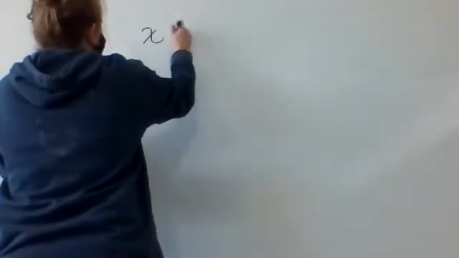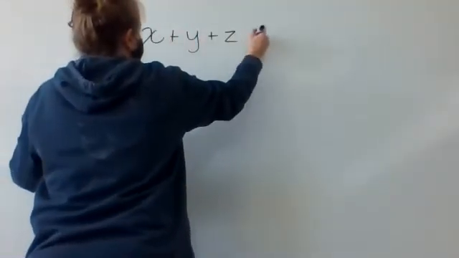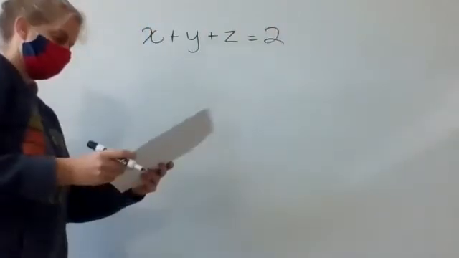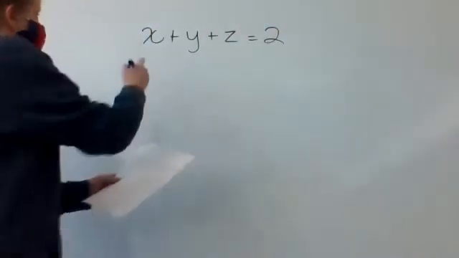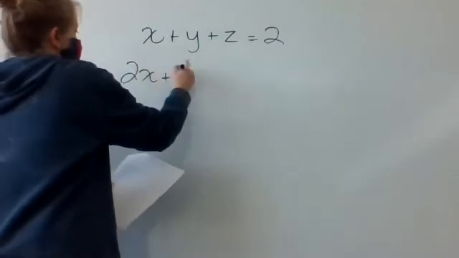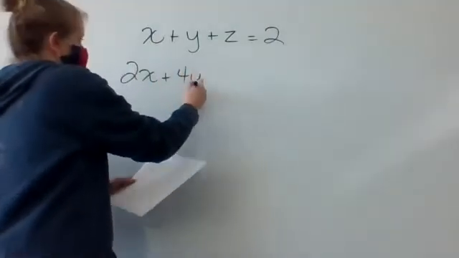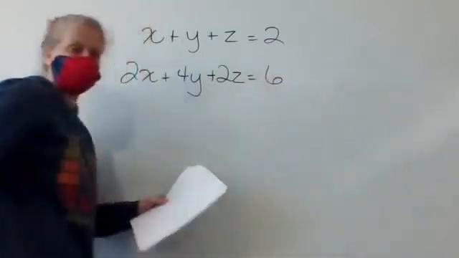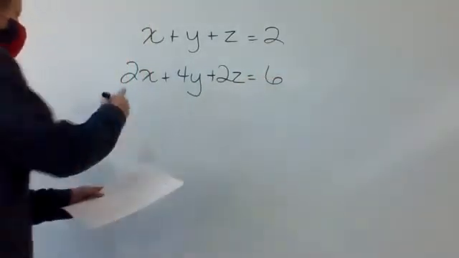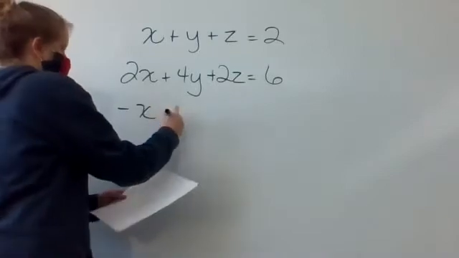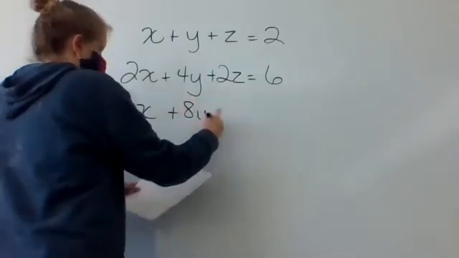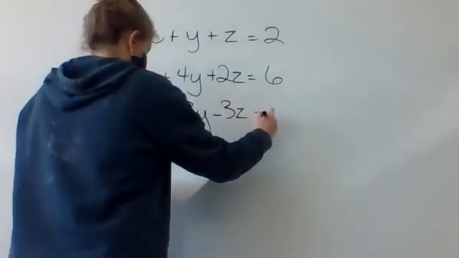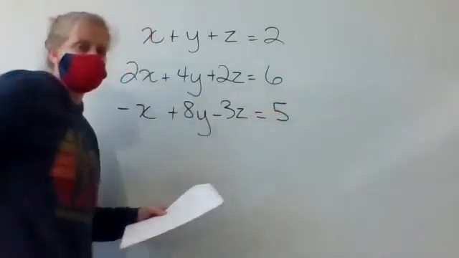We've got x plus y plus z equals 2. 2x plus 4y plus 2z equals 6. And negative x plus 8y minus 3z equals 5.